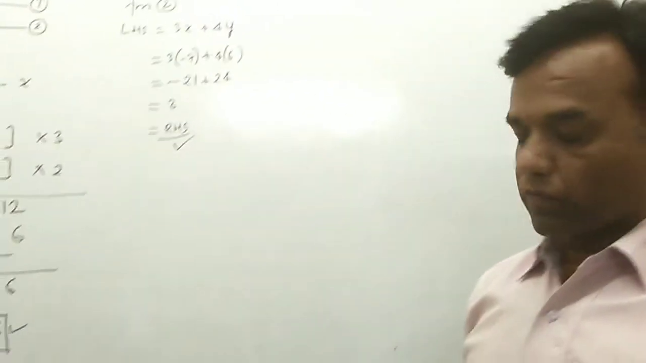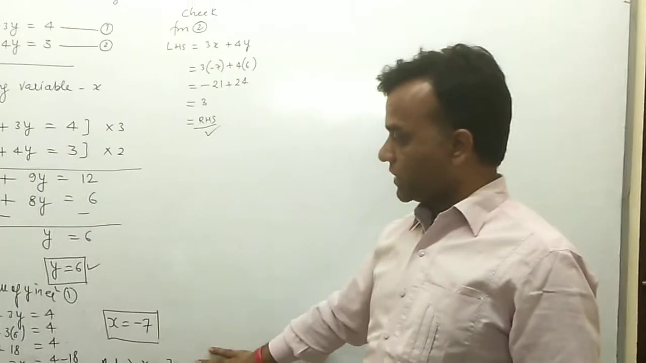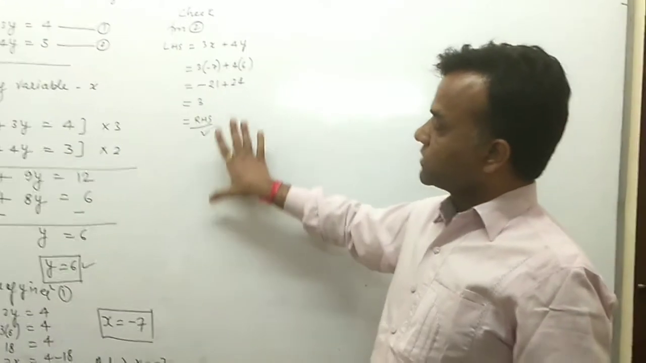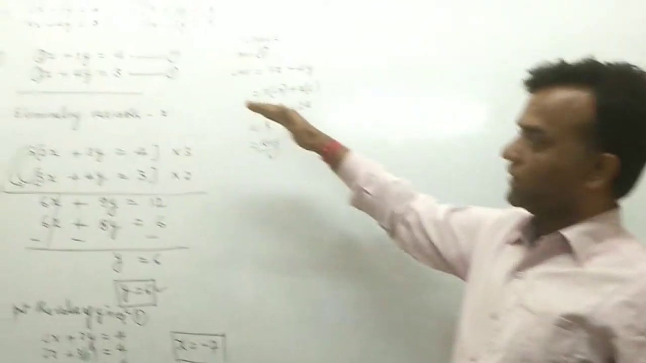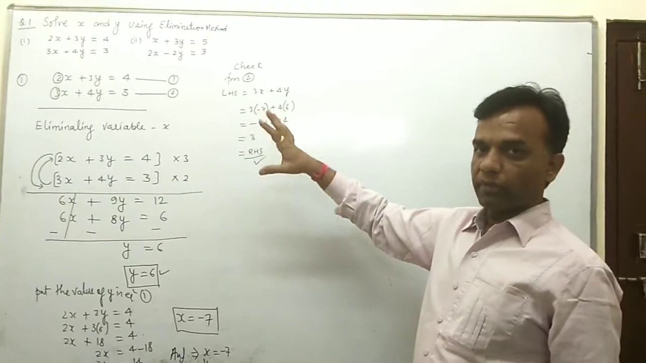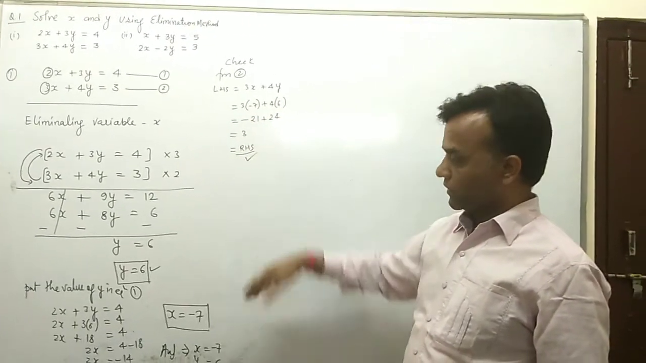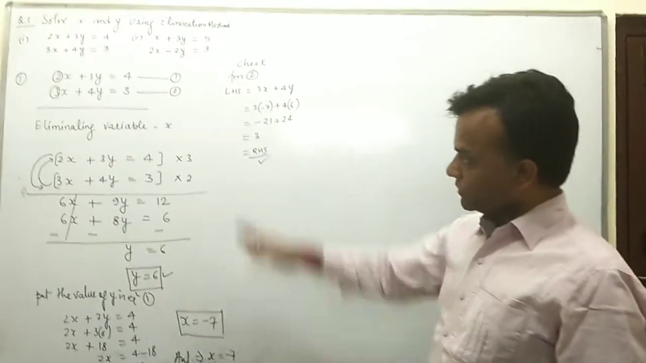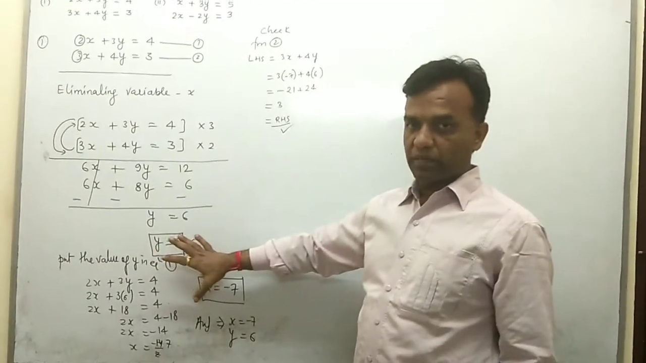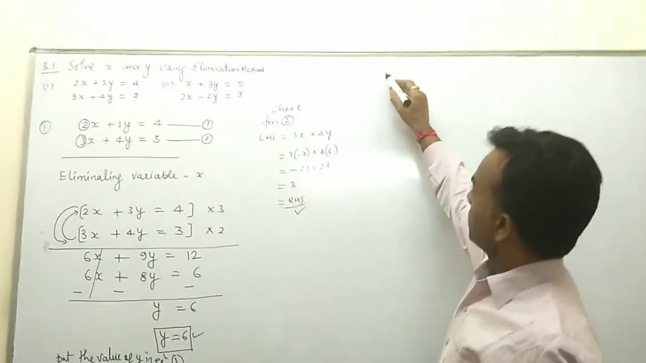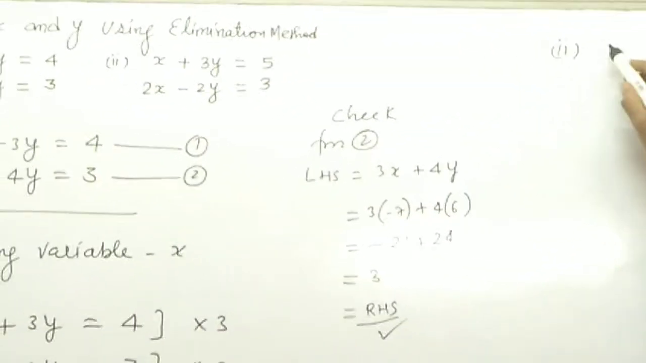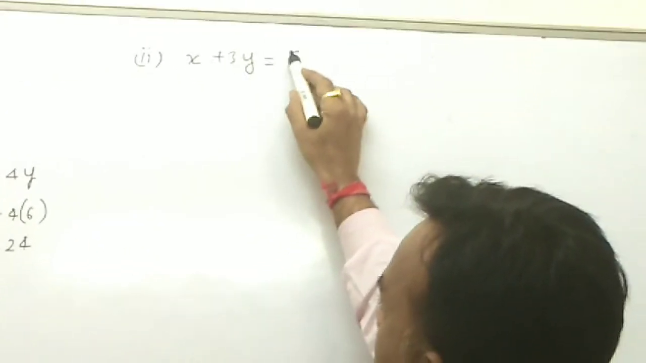For checking, to see whether you got the right or wrong answer, you only substitute both the values of x and y in equation 1 or in 2. You can check with either equation. So now the whole question is done in a very easy manner. Now here we consider question 2. You write down question 2, and question 2 is x plus 3y equals 5.